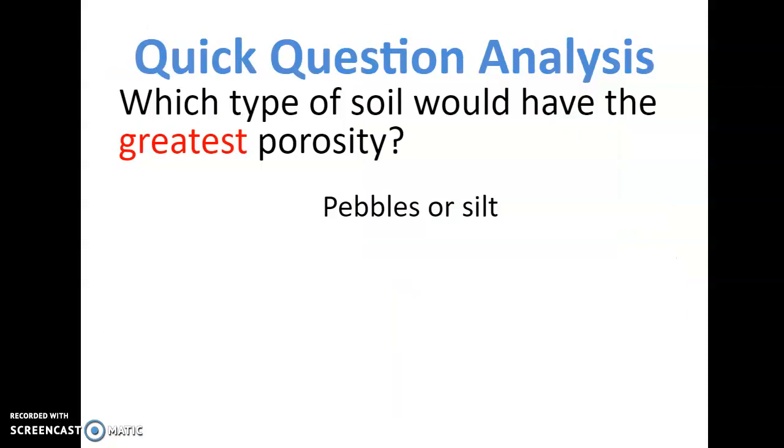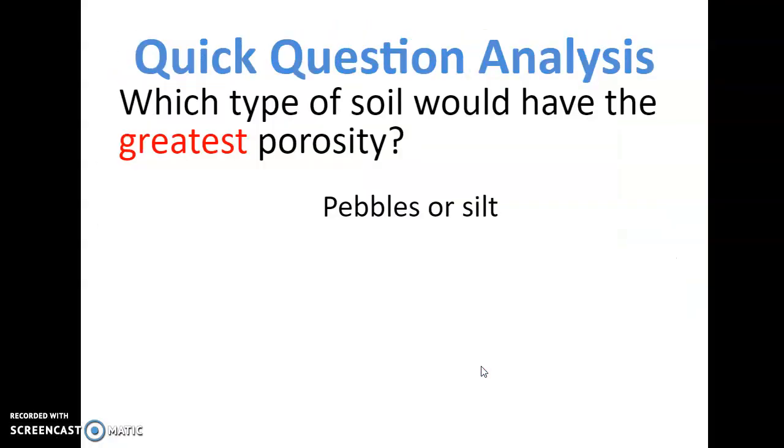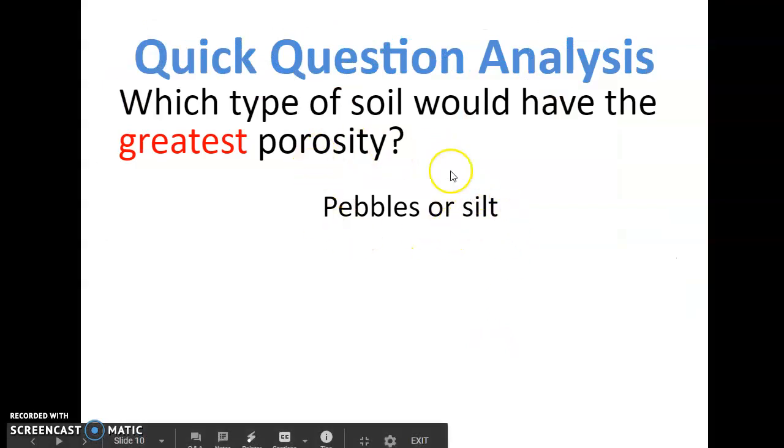So back to permeability and porosity. We're going to just do some quick question analysis. Which type of soil would have the greatest porosity? So remember from this slide here, porosity describes how much liquid can be stored in the material. So we're going to go back. So what do you think the answer to this is? Pebbles or silt?